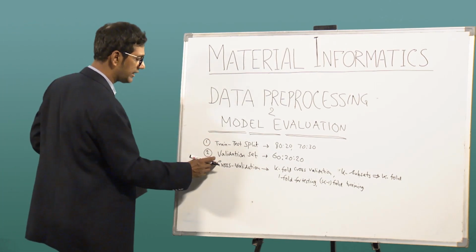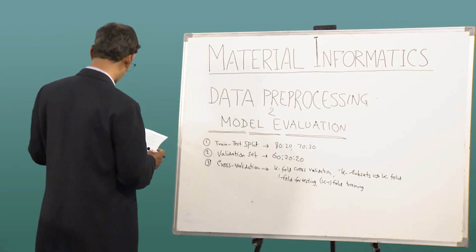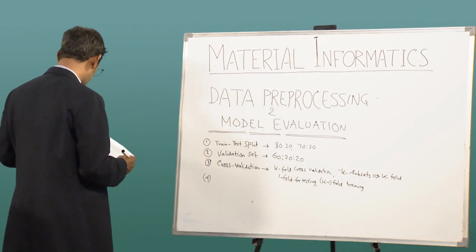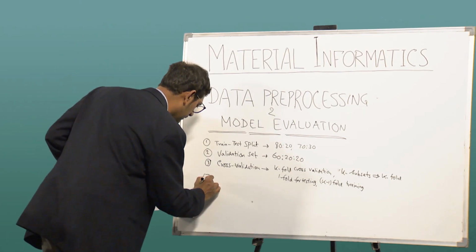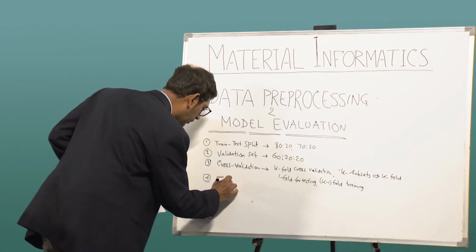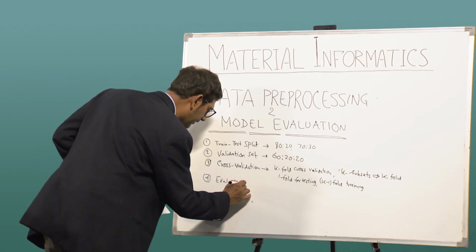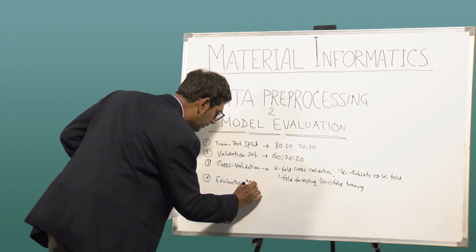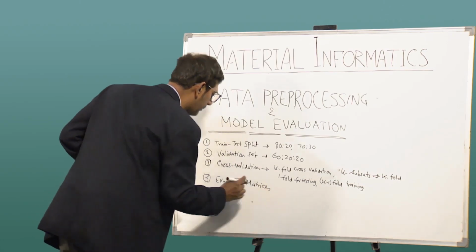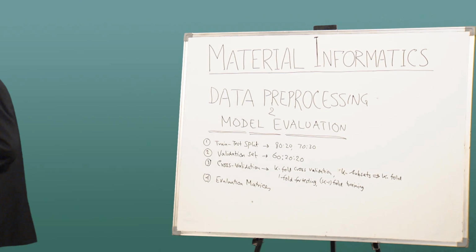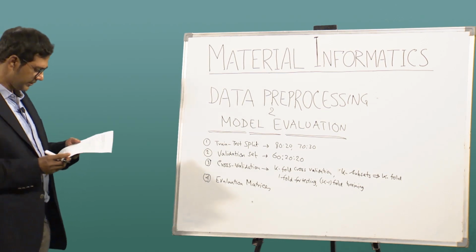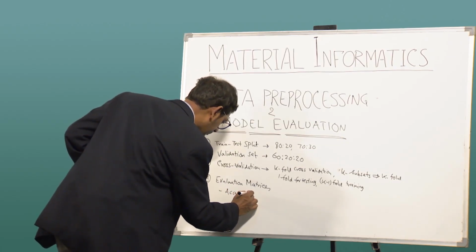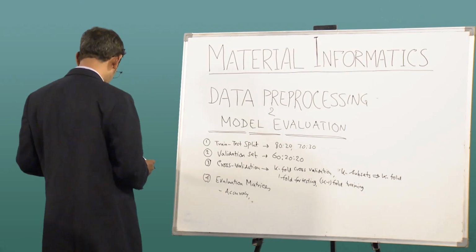So, training followed by validation or cross validation is very important. Then the fourth aspect is what is known as the evaluation metrics. After you have built the model, you have to evaluate the model. Different evaluation metrics are used, let me tell you what the different evaluation metrics we can use are. The first, obviously, is accuracy. How do you define accuracy?